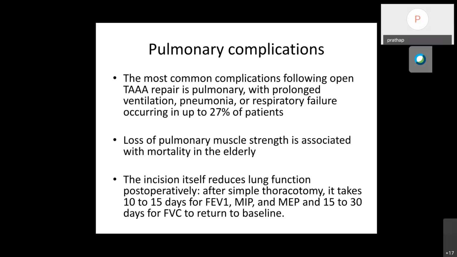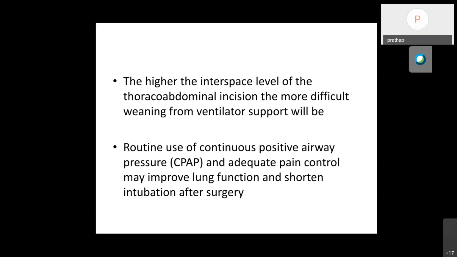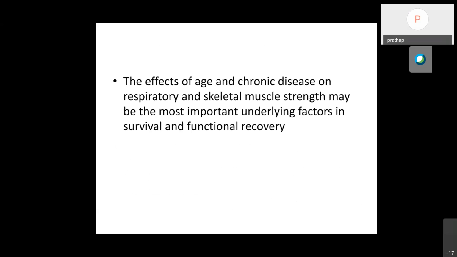The loss of pulmonary muscle strength is associated with mortality in the elderly. The thoracotomy incision itself reduces lung function postoperatively. The higher the level of thoracotomy incision, the more risk of pulmonary complication and the more difficult weaning from ventilator support will be. The routine use of CPAP and adequate pain control may improve lung function and shorten the intubation after surgery. The effects of age and chronic disease on respiratory skeletal muscle strength may be the most important underlying factor in the survival and functional recovery of the patient.